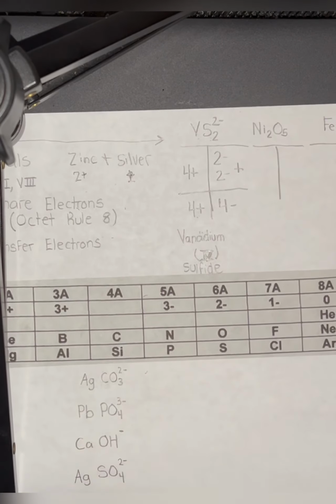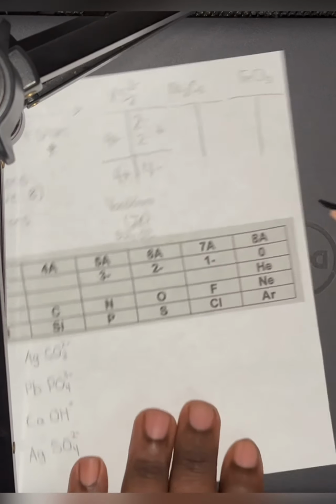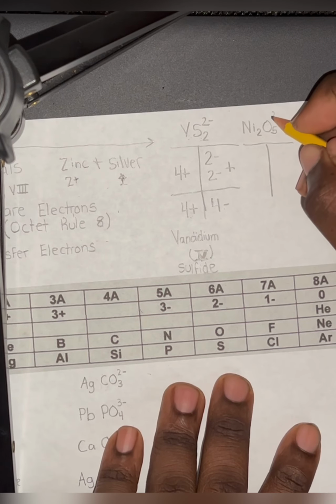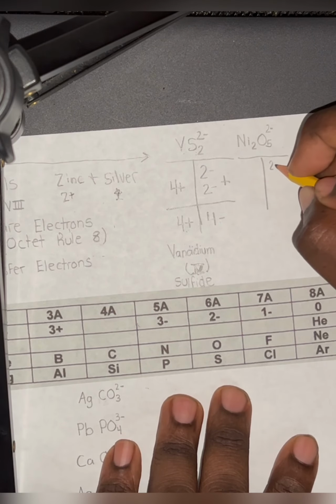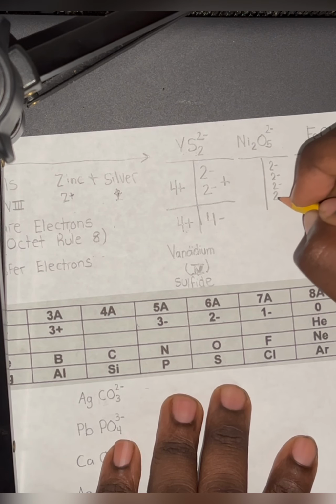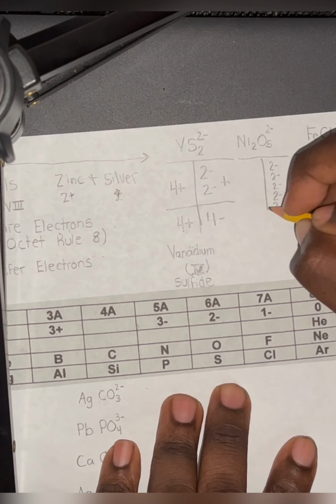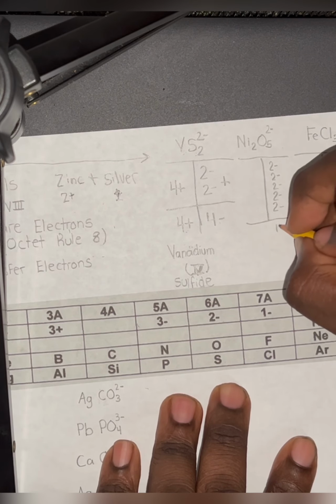All right, so let's look at this one. Nickel. Nickel is Ni, then you got oxygen. Again, oxygen right here, group 6A. So this has a 2- charge, and it's 5 of them. So when I go to show my work, 2-, 2-, 2-, 2-, I'm gonna do 5 of them, 2-. Add them all together, you get 10-.